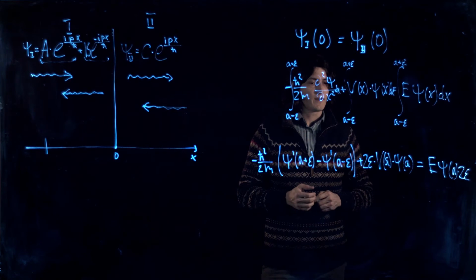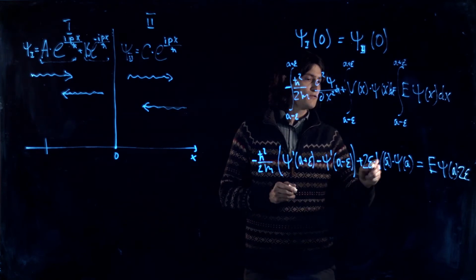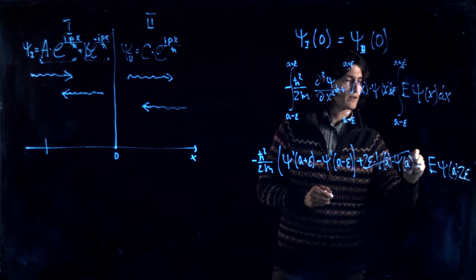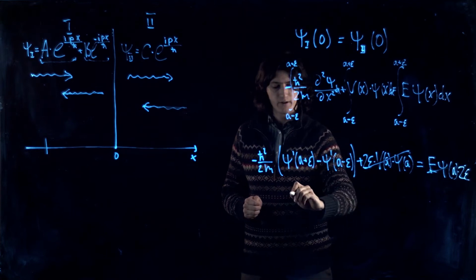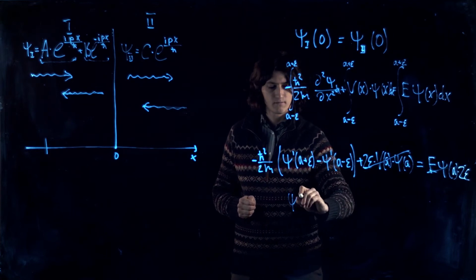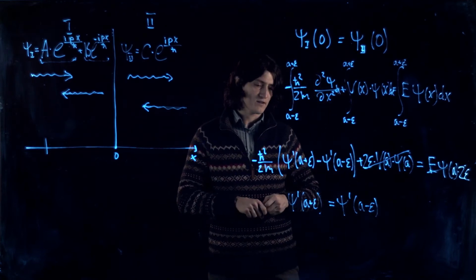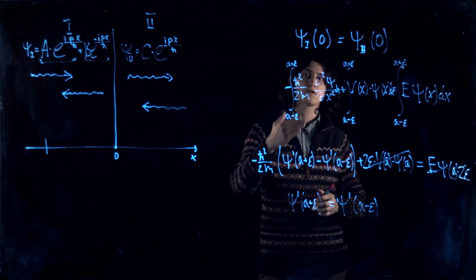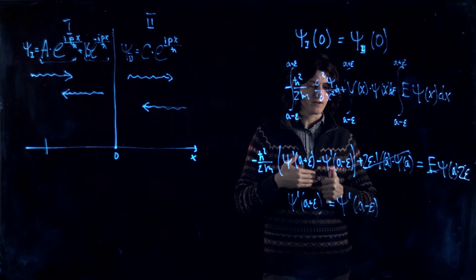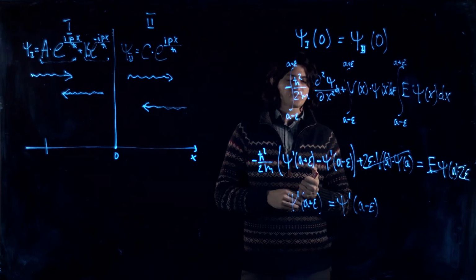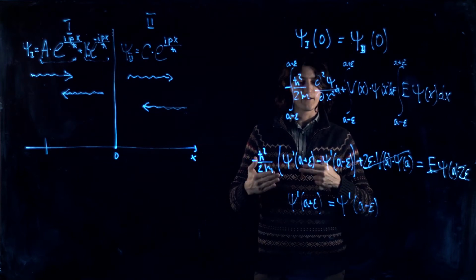So, in the limit of epsilon going to 0, these two terms can be neglected, and we will have the final joining condition. That condition is just stating the continuity not only of the wave function itself, but of the first derivative too. So those are two joining conditions for a finite potential.